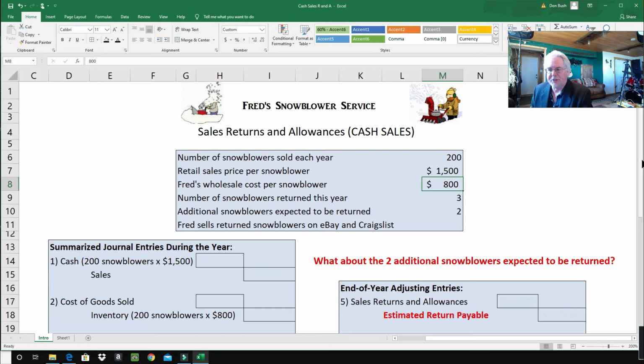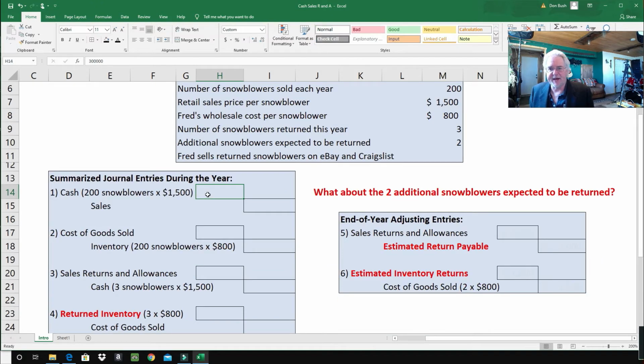So coming down to the journal entries. Cash. Fred collected cash when he sold these snowblowers, and we're just doing summarized entries. Of course, Fred would do each and every entry as each snowblower was sold, but we just want to see the big picture here. So in grand total, 200 snowblowers at $1,500 each. If you do the math, you ought to get $300,000. So his sales revenue, $300,000. Cost of goods sold, those 200 snowblowers at $800 each. Here we go, $160,000. And he's reducing his inventory by $160,000. Cost of goods sold is an expense, folks.